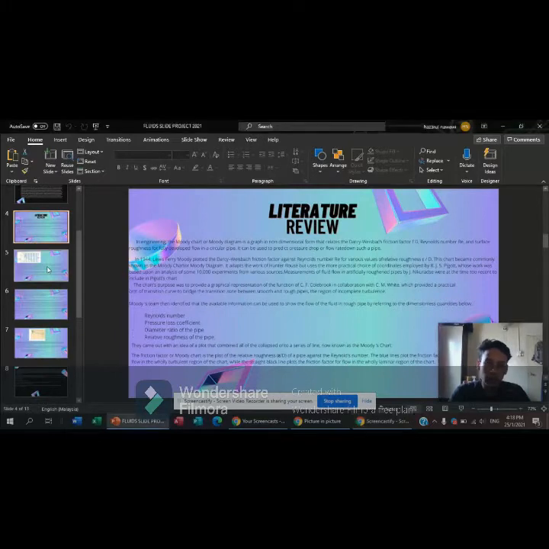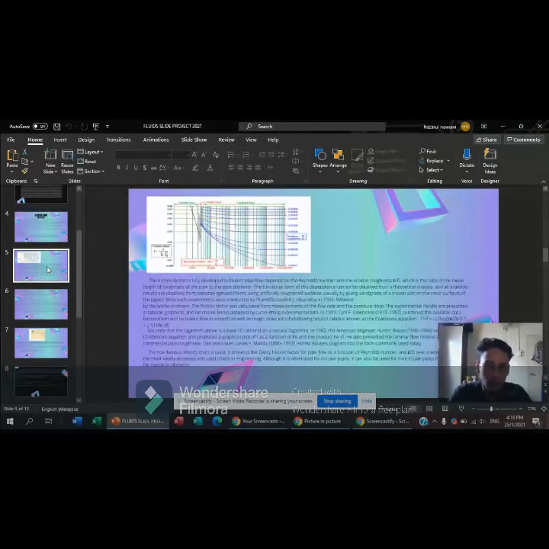Next, this is an example of the Moody chart. The friction factor in fully developed turbulent pipe flow depends on the Reynolds number and the relative roughness, which is the ratio of the mean height of the roughness of the pipe to the pipe diameter.